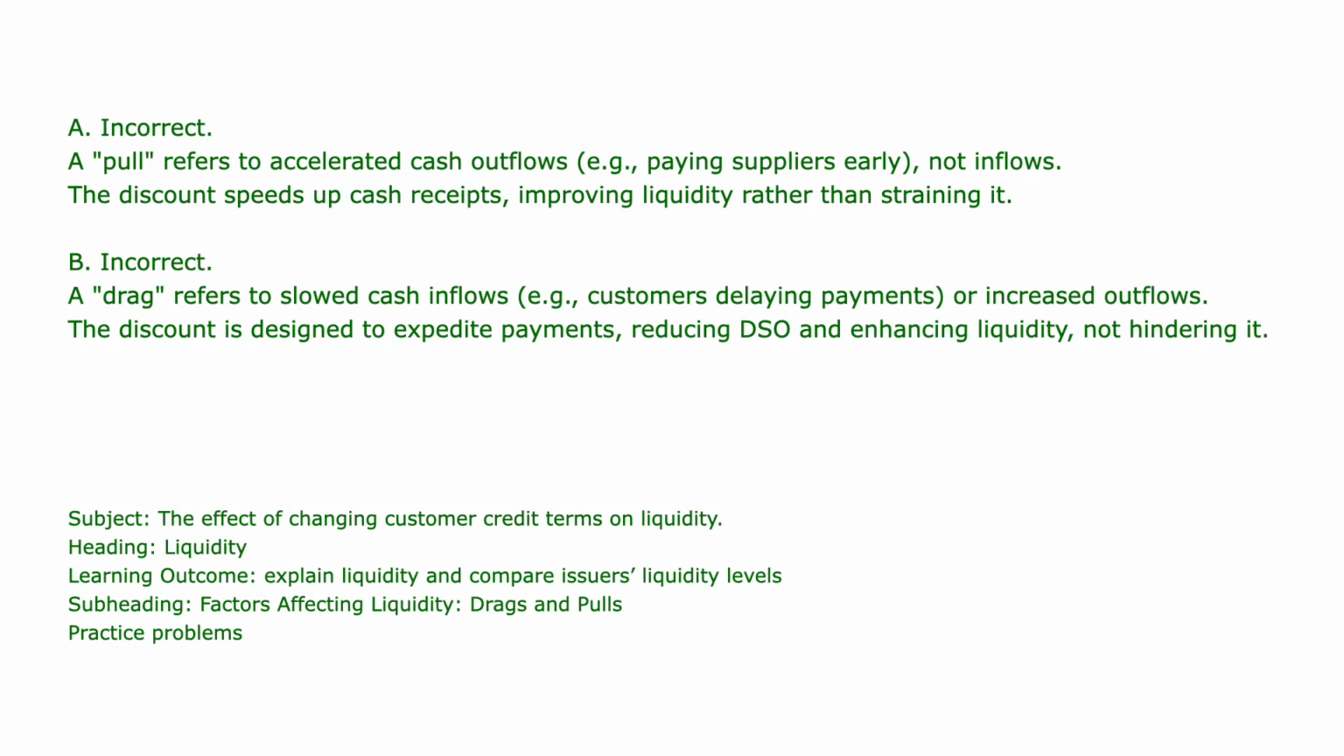A pull on liquidity involves accelerated cash outflows, like paying suppliers early, whereas this discount affects cash inflows. A drag on liquidity occurs when cash inflows lag, such as customers delaying payments. Because a prompt payment discount speeds up these receipts, it is the functional opposite of a drag and results in improved liquidity.